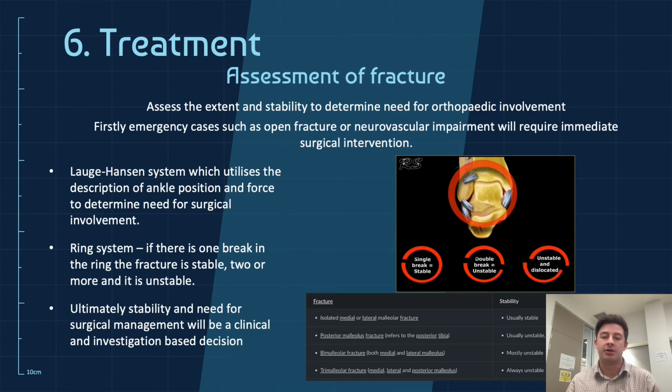So then treatment. So firstly, we have to assess the extent of the damage and the stability, and then for the need of orthopedic involvement. I think primarily in emergency cases, you need to assess for things like open fracture or clear neurovascular impairment or impingement, and that will require immediate surgical intervention. So you won't hesitate to call your local orthos.